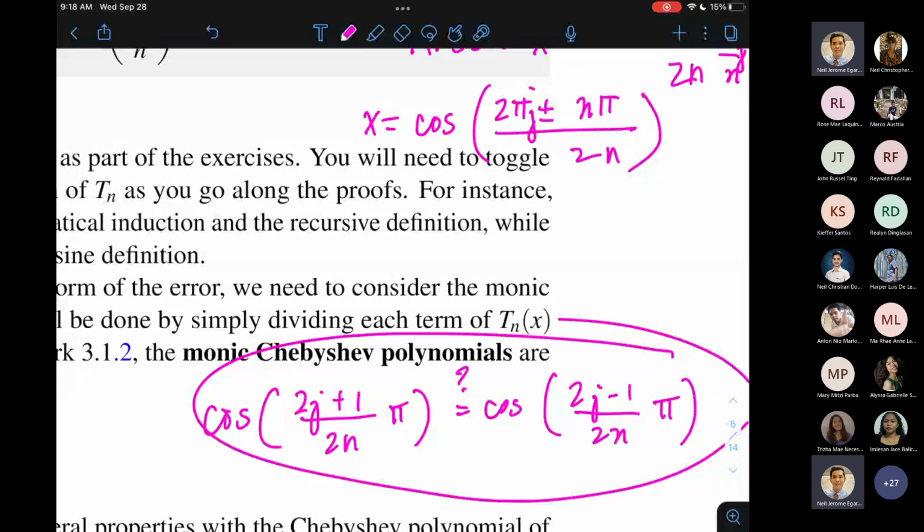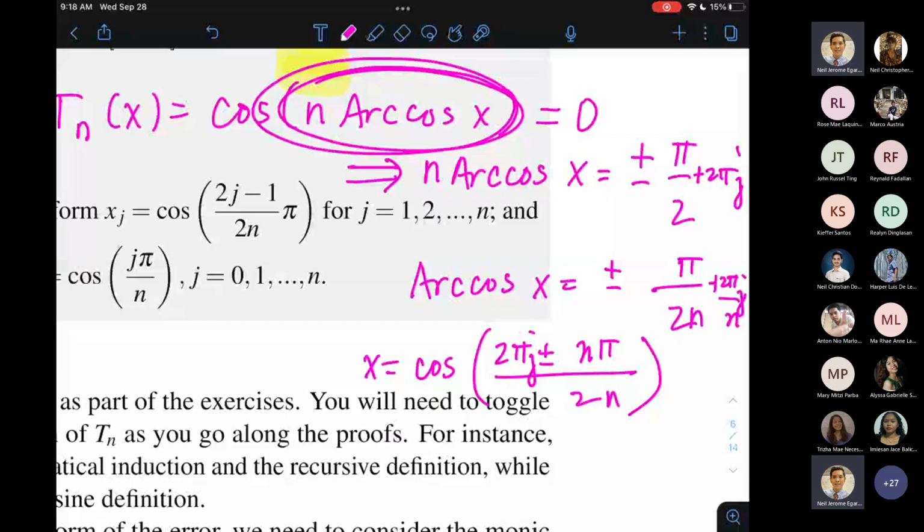Meron akong nakakalimutang basic na property ng trigonometric ng cosine function. So let me think about that and sige, pag-isipan din natin. Sabi ni Ned, j equals 1, 2, 3. Yeah, gusto niya ay j ay simula kay 1. Kapag kasi j ay nag-0, cosine ng negative pi. Alisa, dun pa tayo sa roots muna. Hindi pa dun sa maximum and minimum. Bakit dalawa yung nakukuha ko? Meron na nakakalimutang basic. Ano?